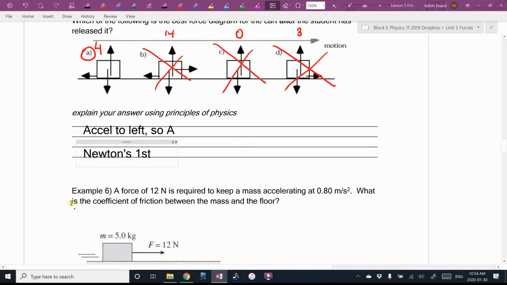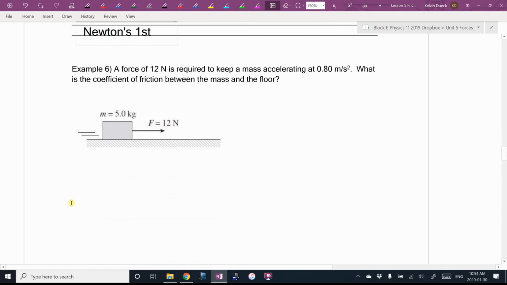Okay. Example six. A force of 12 newtons is required to keep a mass accelerating at 0.8 meters per second squared. What is the coefficient of friction between the mass and the floor? So this question is asking me to find the coefficient of friction. Is it asking me to find, Sky, the force of friction? No, you know what it's asking me to find? It's asking me to find mu.